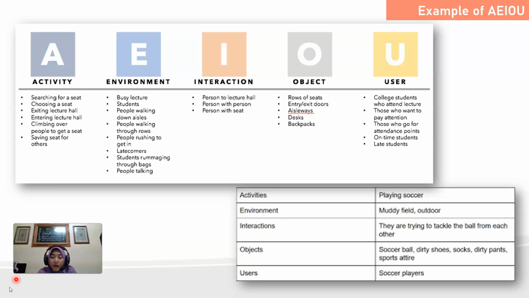Another example for AIOU: the activity or situation is playing soccer. What kind of environment? It is outdoor. And then interaction: they are trying to tackle the ball from each other. Objects: soccer ball, dirty shoes, socks, dirty pants, sports attire. Users: soccer players, or maybe the audience, right?